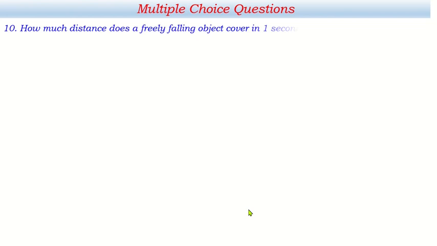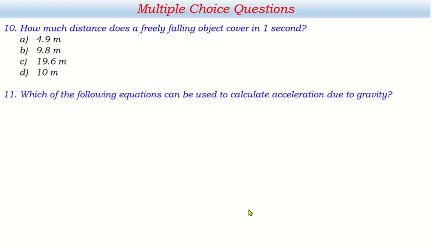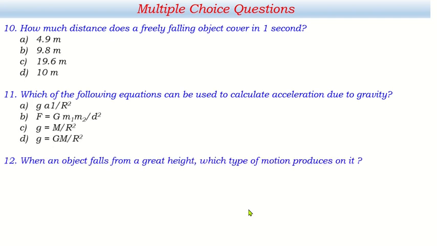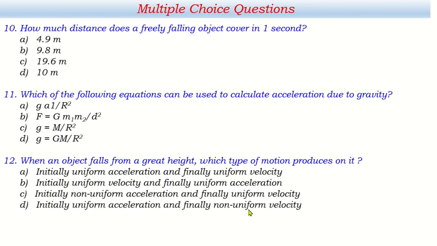Okay, let's have another set. How much distance does a freely falling body cover in 1 second? These are the options. Okay, another. Which of the following equations can be used to calculate acceleration due to gravity? These are the equations. When an object falls from a great height, which type of motion is produced on it? We have 4 different options.